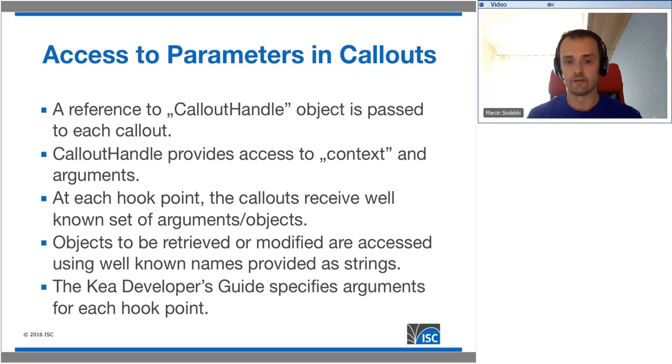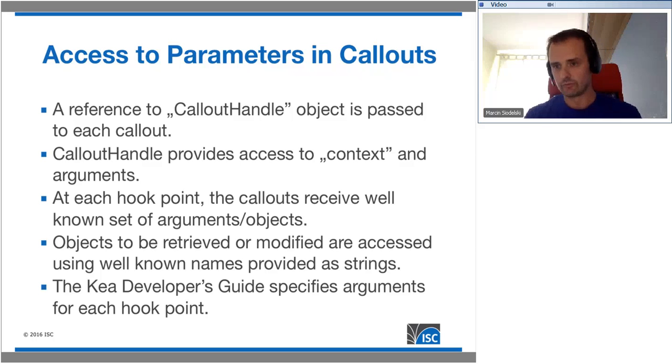The context is the container that can hold values for various parameters that you're using in your callouts. The callouts can share various parameters and objects through the context. The callout handle also provides you with access to the arguments, right? So when the server invokes a callout, it provides you with a set of documented parameters that you can retrieve via a callout handle.